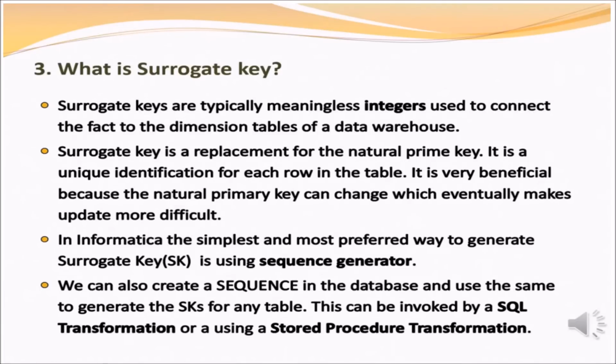In Informatica, the simplest and most preferred way to generate a surrogate key is using the sequence generator transformation. We can also create a sequence in the database and use the same to generate the SKs for any table. This can be invoked by a SQL transformation or using a stored procedure transformation.